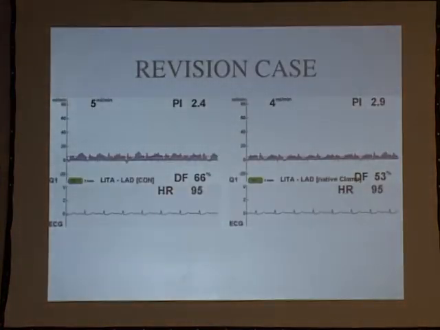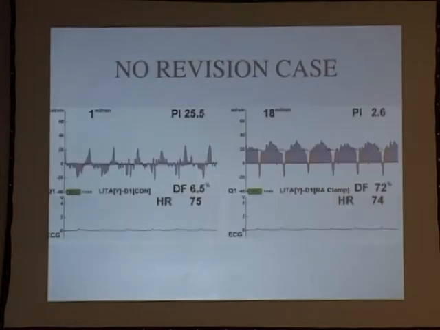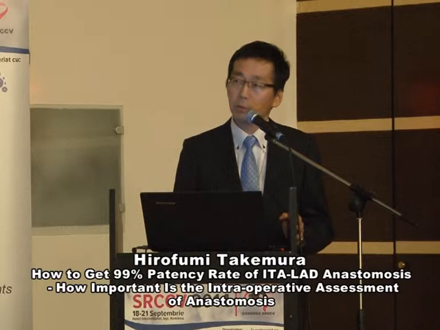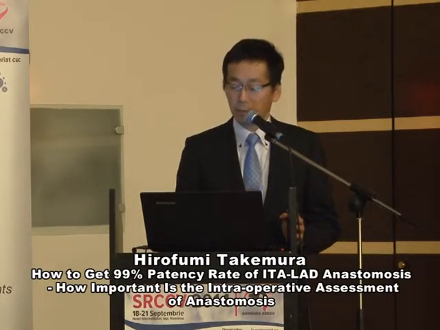So this is a sample of a revision case. This is a very bad flow, and after native occlusion, the flow did not increase. So I did revise. After that, the graft was very nice. This is a very difficult case. The graft looks disastrous, but after the occlusion of the native, the flow increased. So I did not do the revision. The graft was patent. And this is another sample.